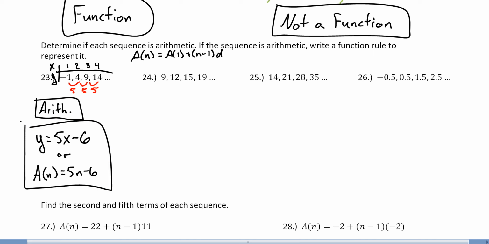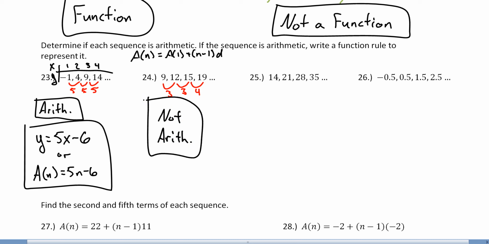The next one, again, looking at the pattern here, looks like this one goes up by 3, and then it goes up by 3 again, but then it goes up by 4 that last time. So because it's not increasing consistently, this one is not arithmetic, and since it's not arithmetic, it did not ask me to write the function for this one.